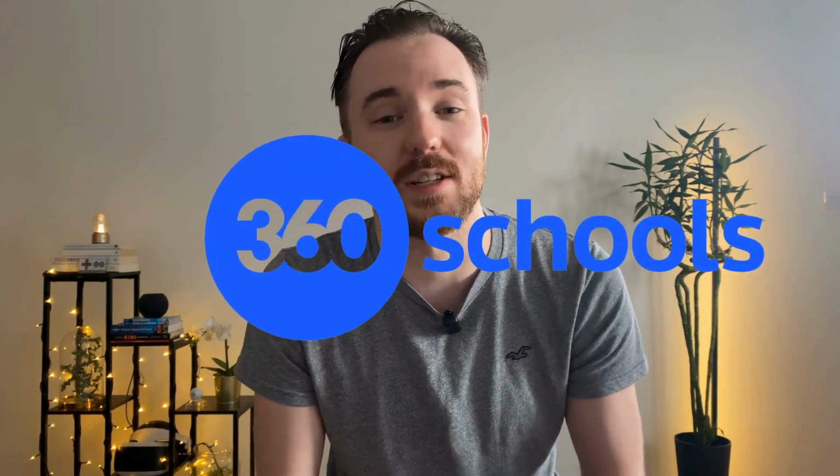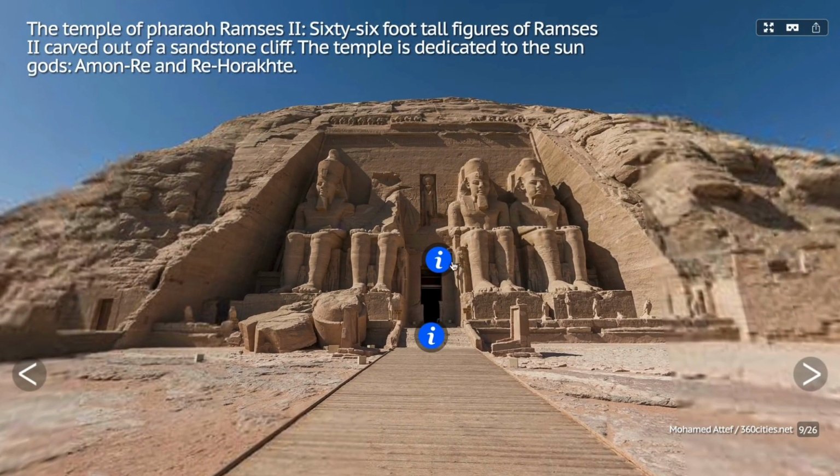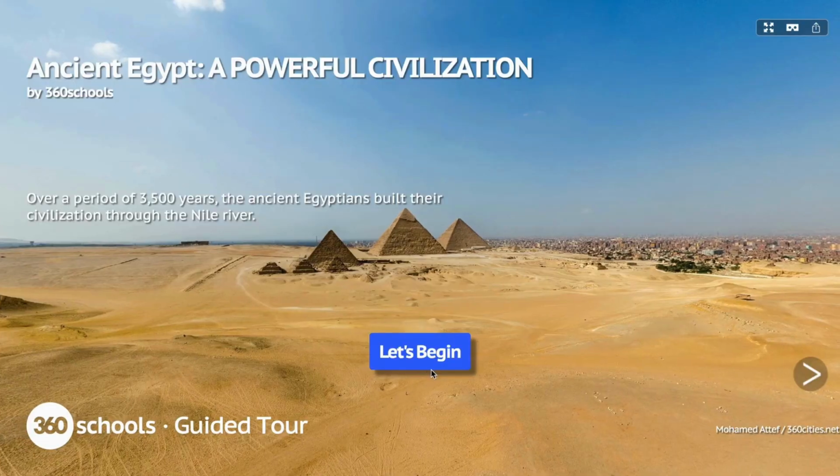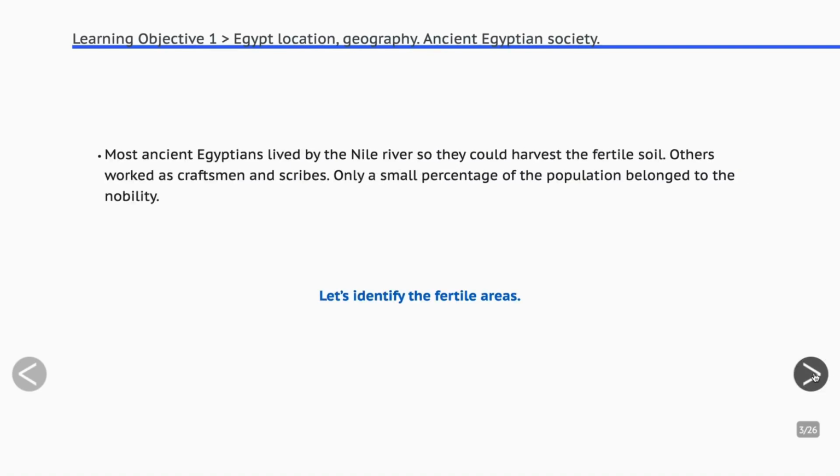Also, part of this website is a resource called 360 Schools, which is designed for teachers to design their own curated guided tours where you can collect different 360-degree imagery together to form part of your lesson. You can also insert slides for questions in between each picture to keep your learners hooked.